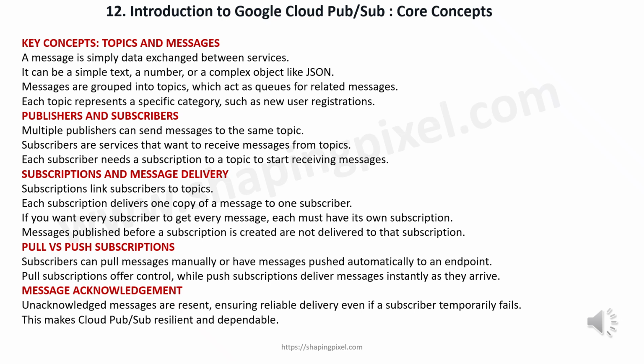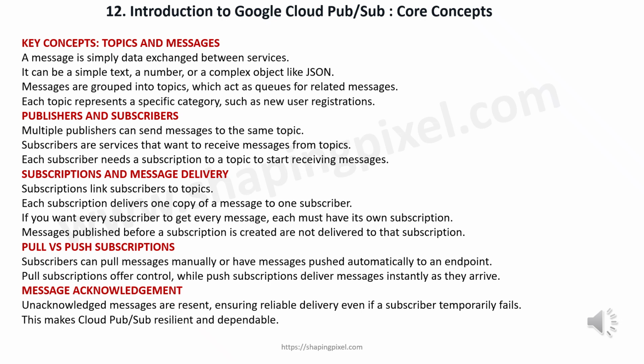A publisher is any service that adds messages to a topic. Multiple publishers can send messages to the same topic. Subscribers are services that want to receive messages from topics. Each subscriber needs a subscription to a topic to start receiving messages. Subscriptions link subscribers to topics. Each subscription delivers one copy of a message to one subscriber. If you want every subscriber to get every message, each must have its own subscription.